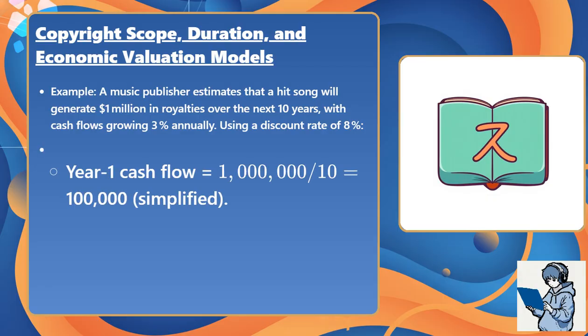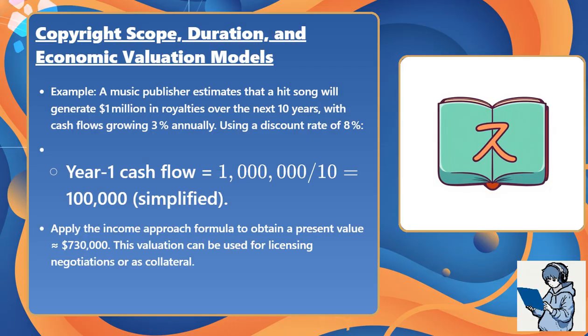Year 1 cash flow equals $1 million divided by 10, which is $100,000 simplified. Applying the income approach formula yields a present value of approximately $730,000. This valuation can be used for licensing negotiations or as collateral.